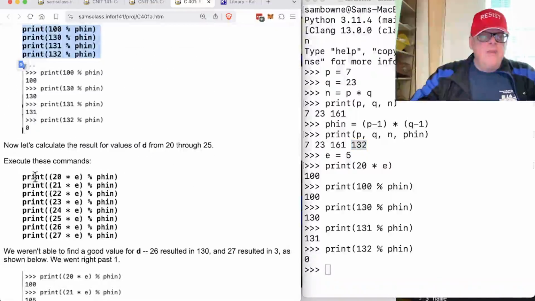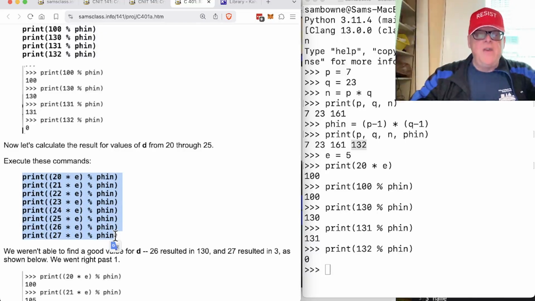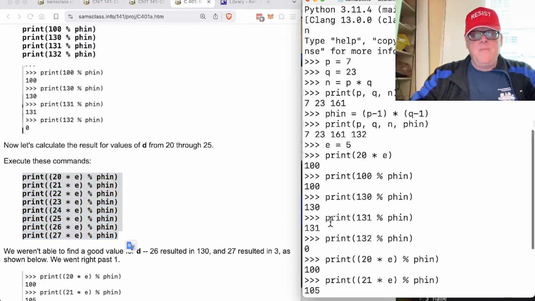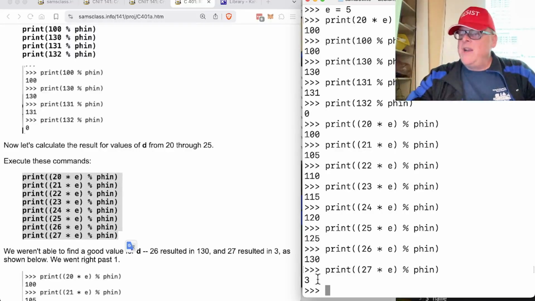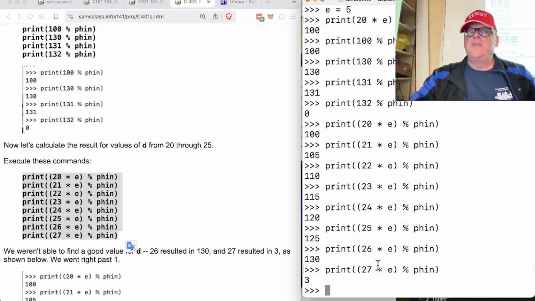So now I'm going to take 20 times E, and 21 and 22 and 27. I'm going to try all these numbers. This will get me enough multiples to pass the place where it wraps around. So there we are. See, I made it 100, 105, 110, 115, 130. It goes past and turns into 3. So I didn't ever hit 1. So I did not find an inverse in this range.